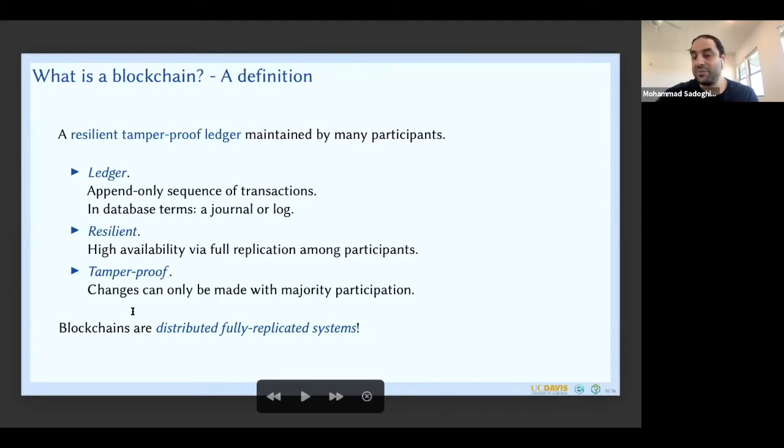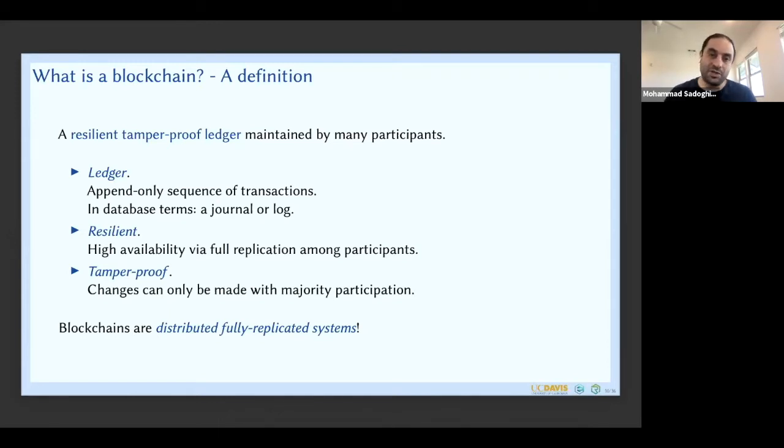There are two ways of being tamper-proof. One is that since we have many copies of it, as long as the majority of the replicas are assumed to be good and are available, we can, based on what the majority says, determine what the correct version of this log is, what the correct chain is. And so as long as the majority is available, you can't really tamper with the state of the log.